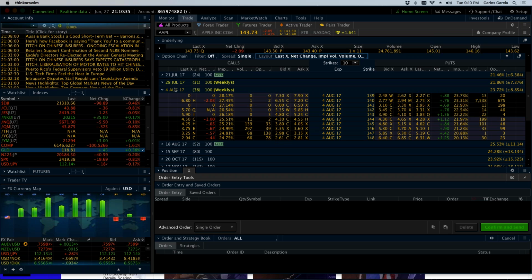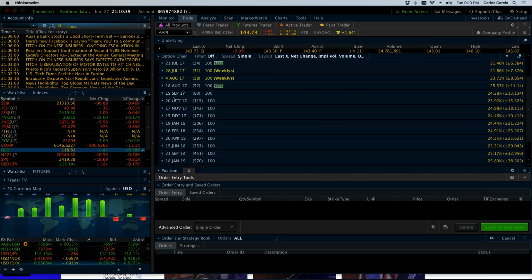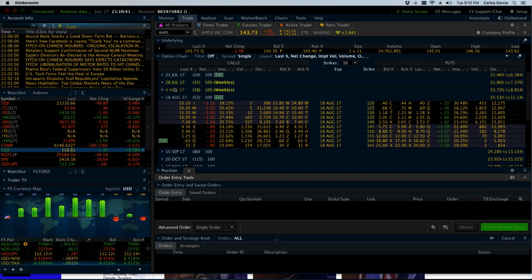Weekly options are okay. If I could switch it, let me just switch August. I'll switch to August 18th, because the monthlies usually have more. Look, see, open interest 15,000, 36,000. Again, open interest is what contracts are open. Volume is on the day.